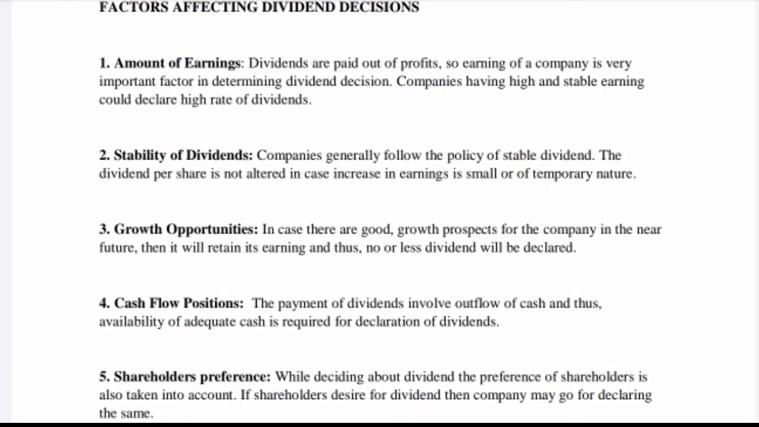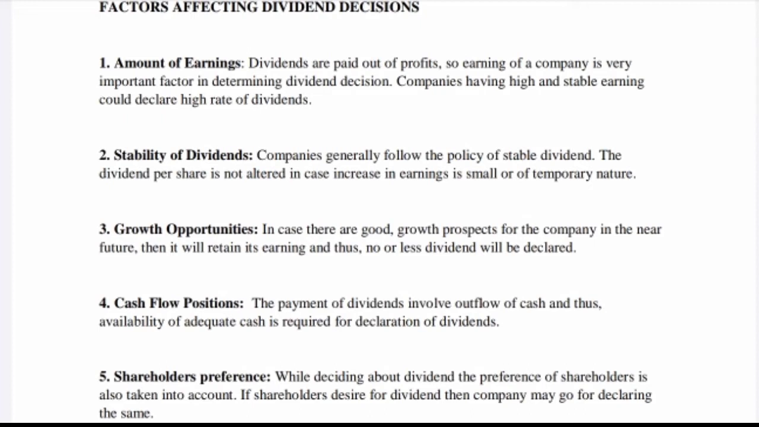Factors affecting dividend decisions. 1. Amount of earnings. Dividends are paid out of profits, so the earning of a company is a very important factor in determining the dividend decision. Companies having high and stable earnings could declare a high rate of dividends. 2. Stability of dividends. Companies generally follow the policy of stable dividend. The dividend per share is not altered in case the increase in earnings is small or of a temporary nature. 3. Growth opportunities. In case there are good growth prospects for the company in the near future, then it will retain its earnings and thus no or less dividend will be declared.